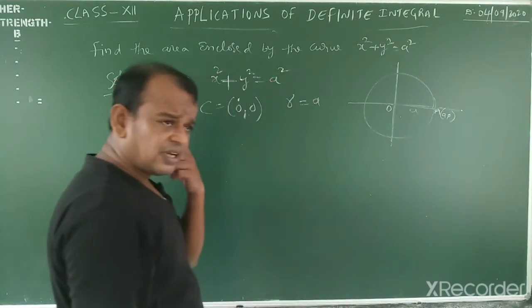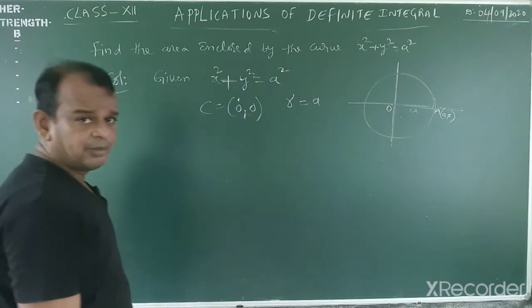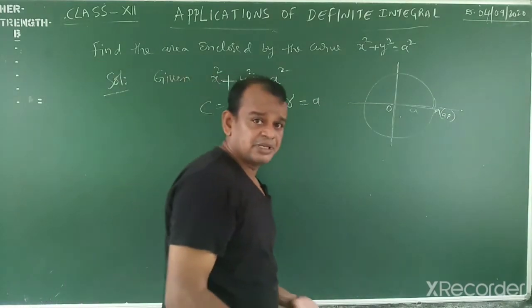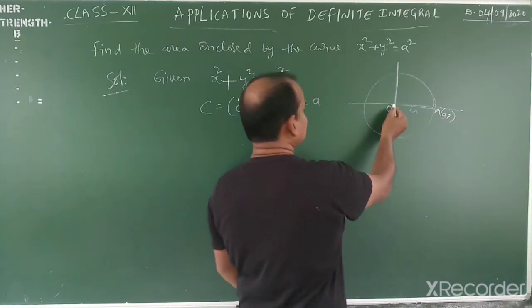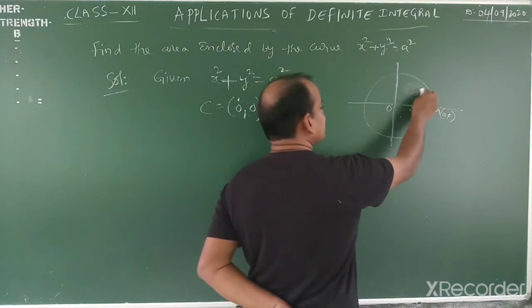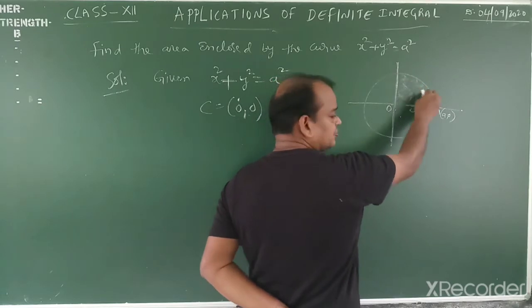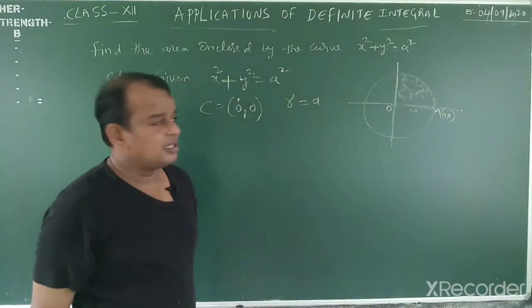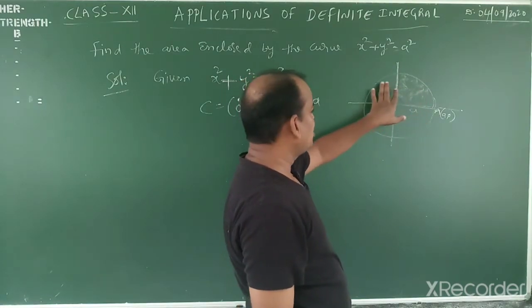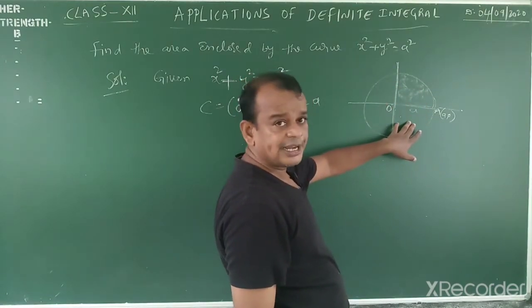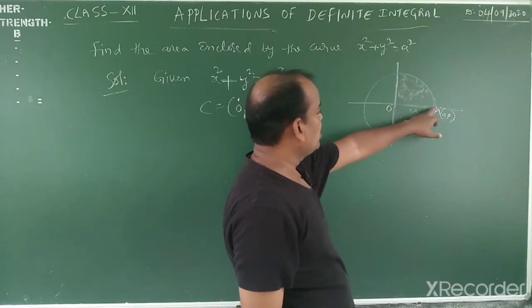Now x square plus y square is equal to a square. Since x power is even and y power is even, it is symmetric about both the coordinate axes, compulsory. Now suppose these are the x values 0 to a. First we can find this area. Now we will find this area, after that multiply by 4. This is 1, 2, 3, 4, four equal parts on the coordinate axes. That's why 0 to a.